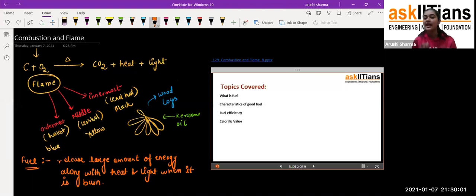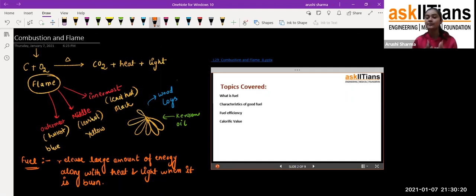For example, I have told you that we put some kerosene oil first of all, so that they will catch fire easily. That is why, students, kerosene oil is a kind of fuel. Even wood is also a fuel, because it undergoes combustion. But the difference comes here, the ignition temperature.